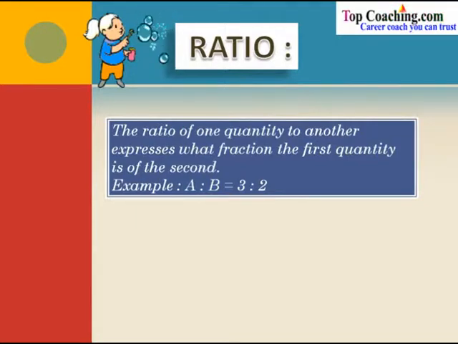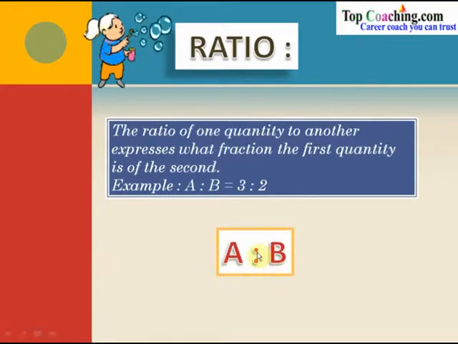It tells us how many parts of the first are equal to how many parts of the second. For example, A is to B is equal to 3 is to 2. So it means that if A is equal to 3, then B would be equal to 2. So of course A is greater than B. So ratio is a way of representing a relation between two quantities.